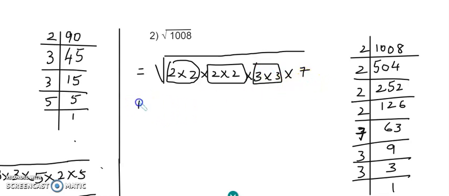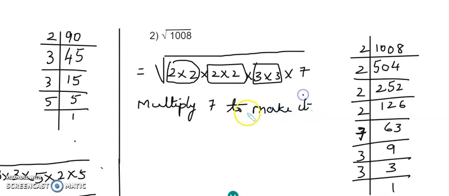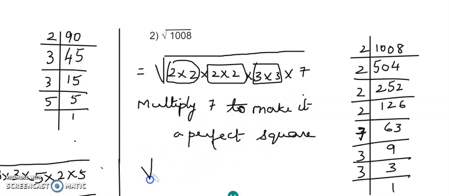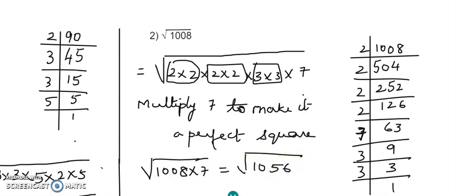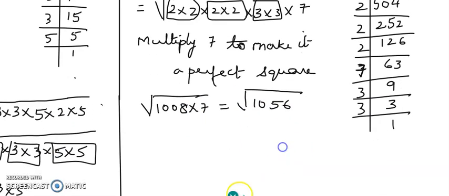So which number should I multiply here? Yes, multiply 7 to make it a perfect square, right? First, let's multiply on the left to understand which number it is. So it will be 1008 multiplied by 7. So the perfect square that we'll get is 7056. Okay. So let's find the factors.